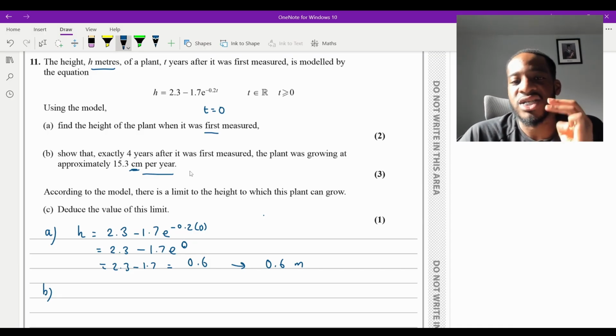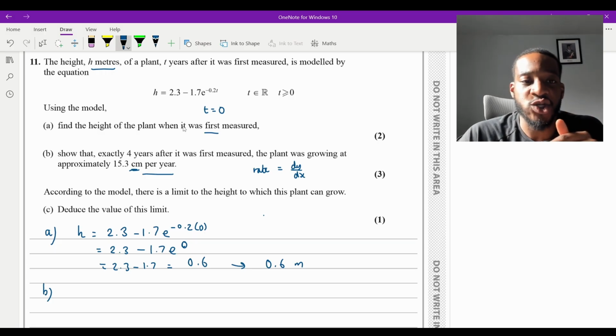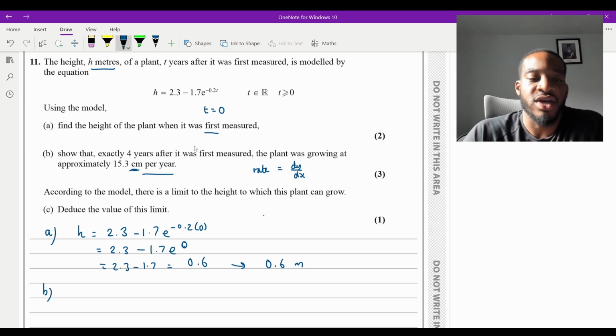With these questions, it normally says growing at a rate. And that word rate, which is missing from this question, but it's implied, just means dy/dx. So you just differentiate. What you're going to do is differentiate h and then plug in 4 into that. And then hopefully we should get what they want.